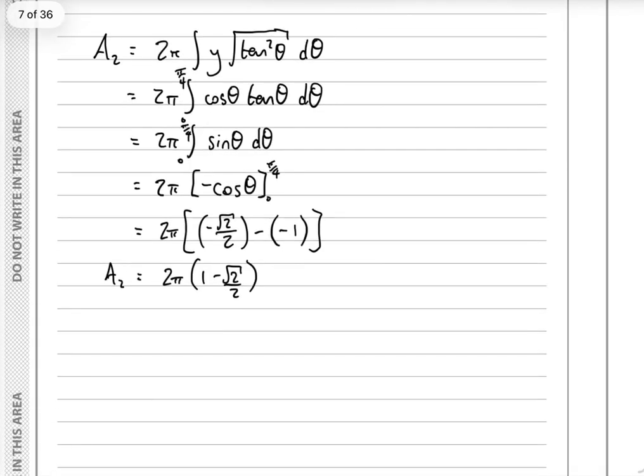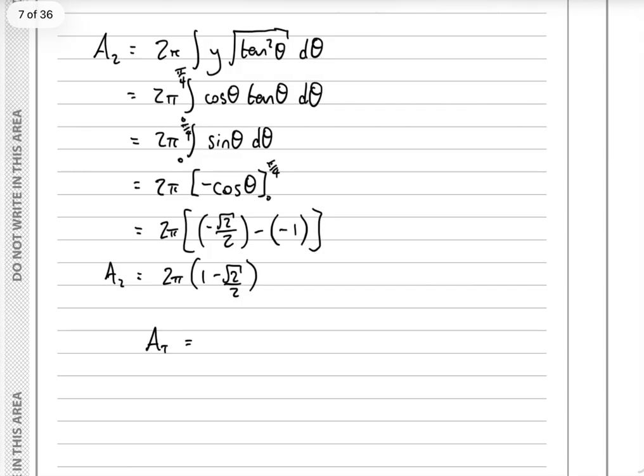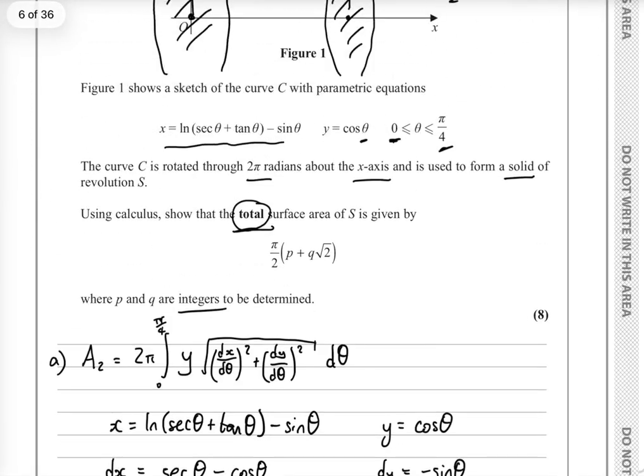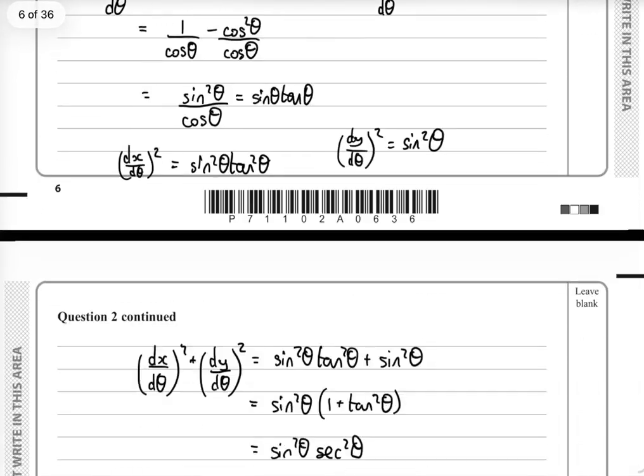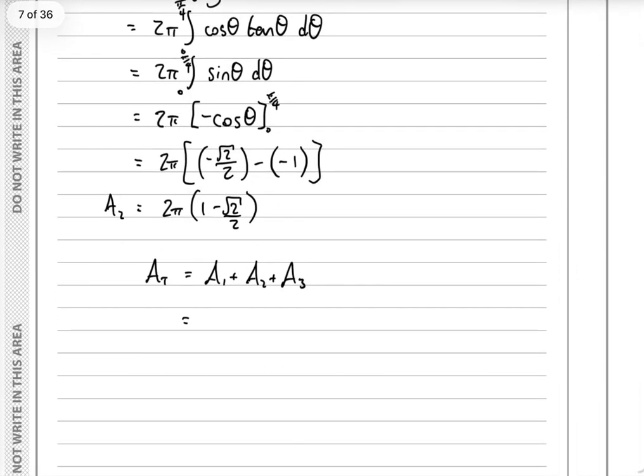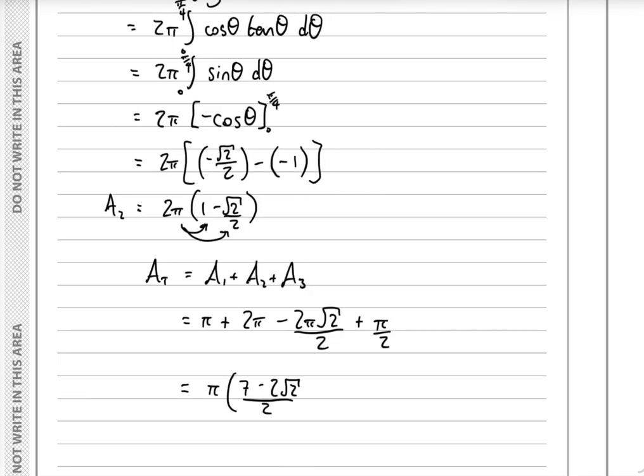Now our total surface area, A total is A1 plus A2 plus A3. A1 was pi and A3 was pi by 2. So that's pi plus 2 pi if I expand this bracket at the same time, minus 2 pi root 2 over 2 plus pi by 2 from A3. A little bit of calculator work to make that easier. We get pi times 7 minus 2 root 2 over 2.